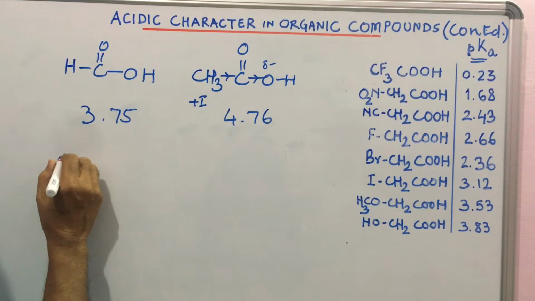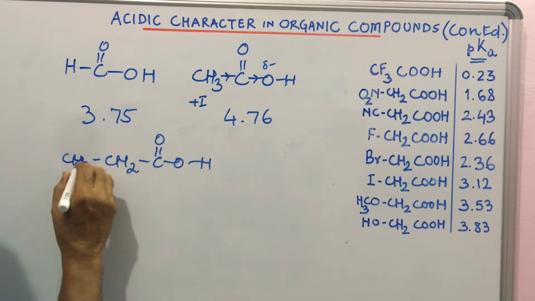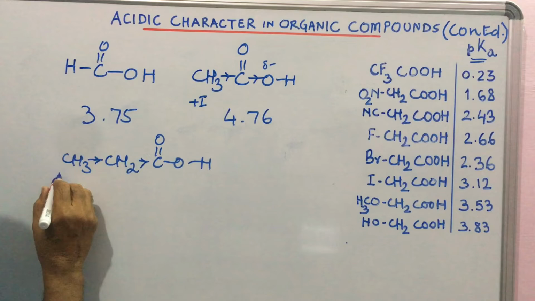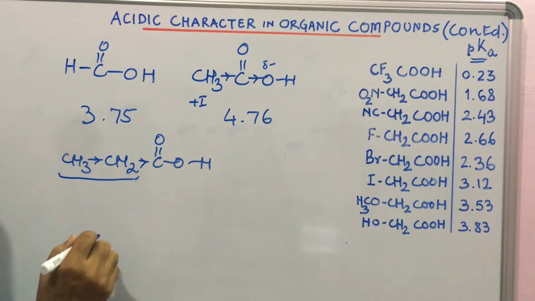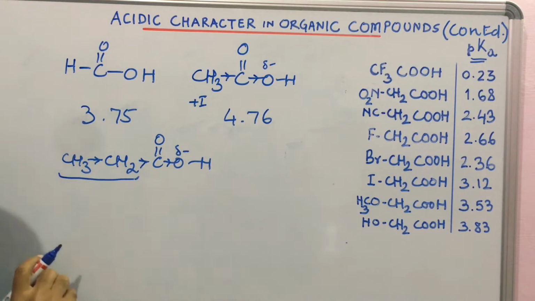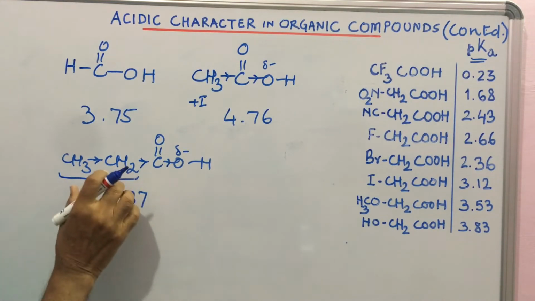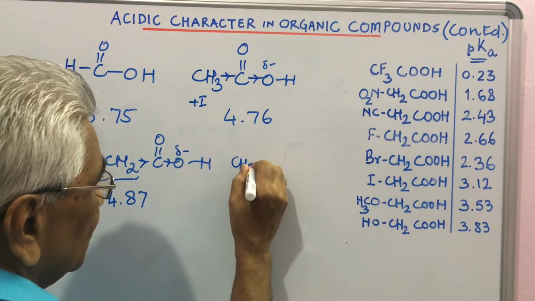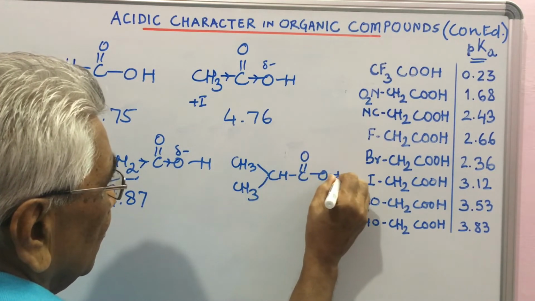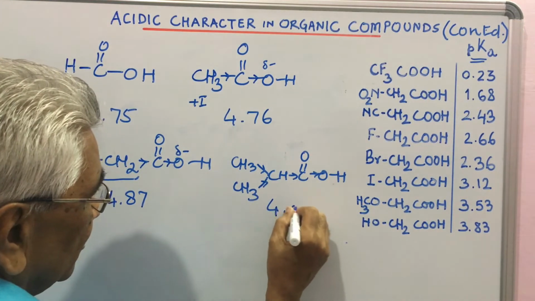Put one more carbon in between, again there is inductive effect. It is stronger, you know, ethyl group has stronger plus I effect, and this delta minus will be somewhat higher and it will be less acidic, 4.87. Almost of the same magnitude is the effect of this group. This is nearly 4.86 pK value.